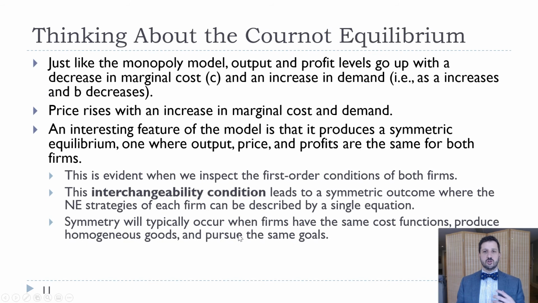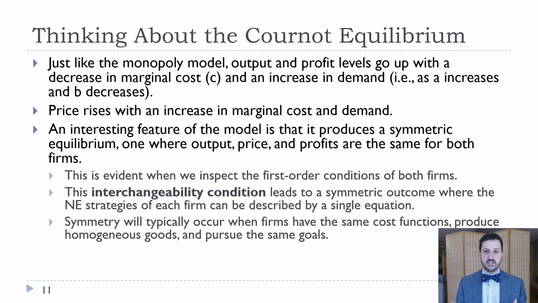So just a few things to note about this equilibrium. One is that output and profit go up with a decrease in marginal cost. So if you can increase your productivity by decreasing your costs, that's going to increase output and profit. And output and profit will increase when demand increases, so either an increase in A or a decrease in B. The price goes up with an increase in marginal cost and/or an increase in demand.